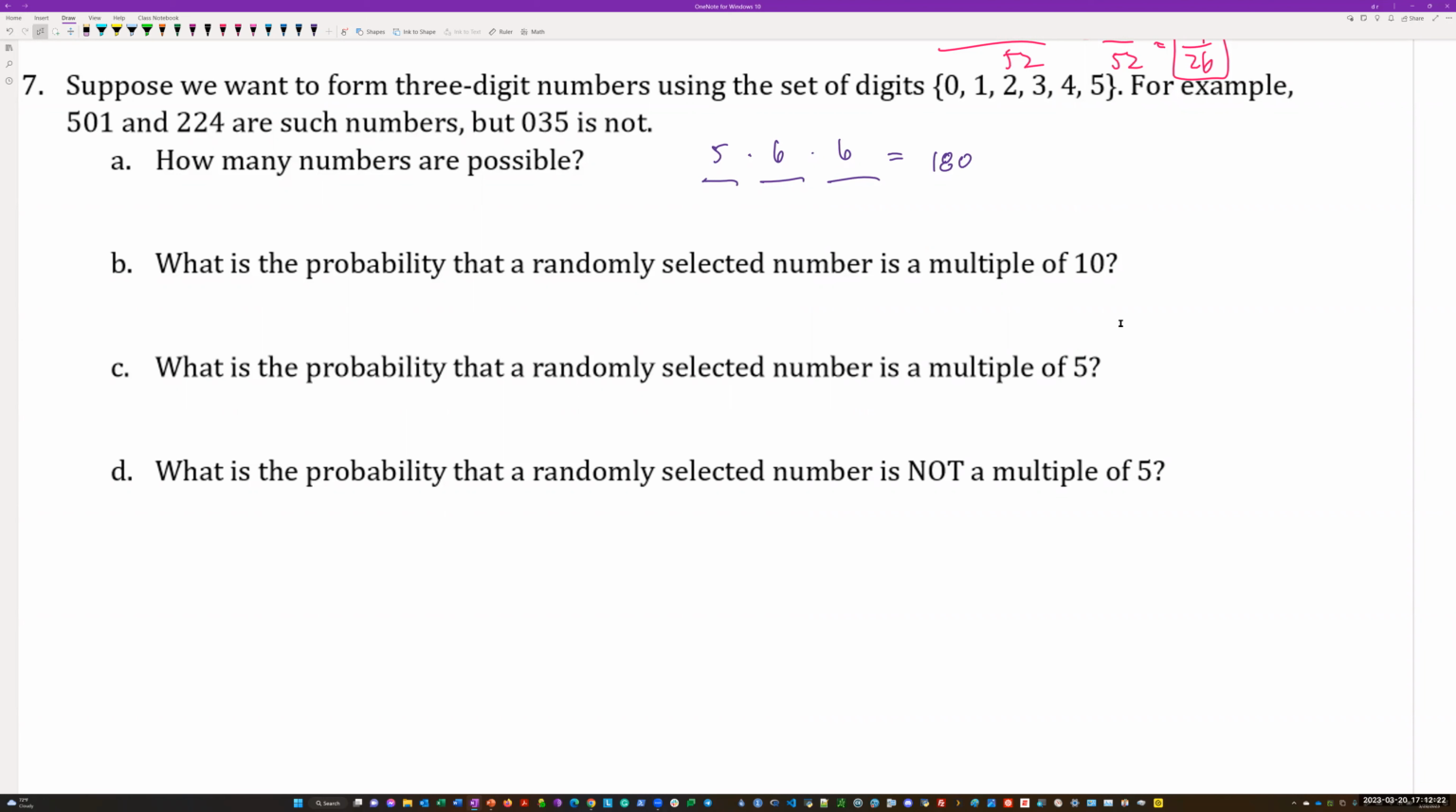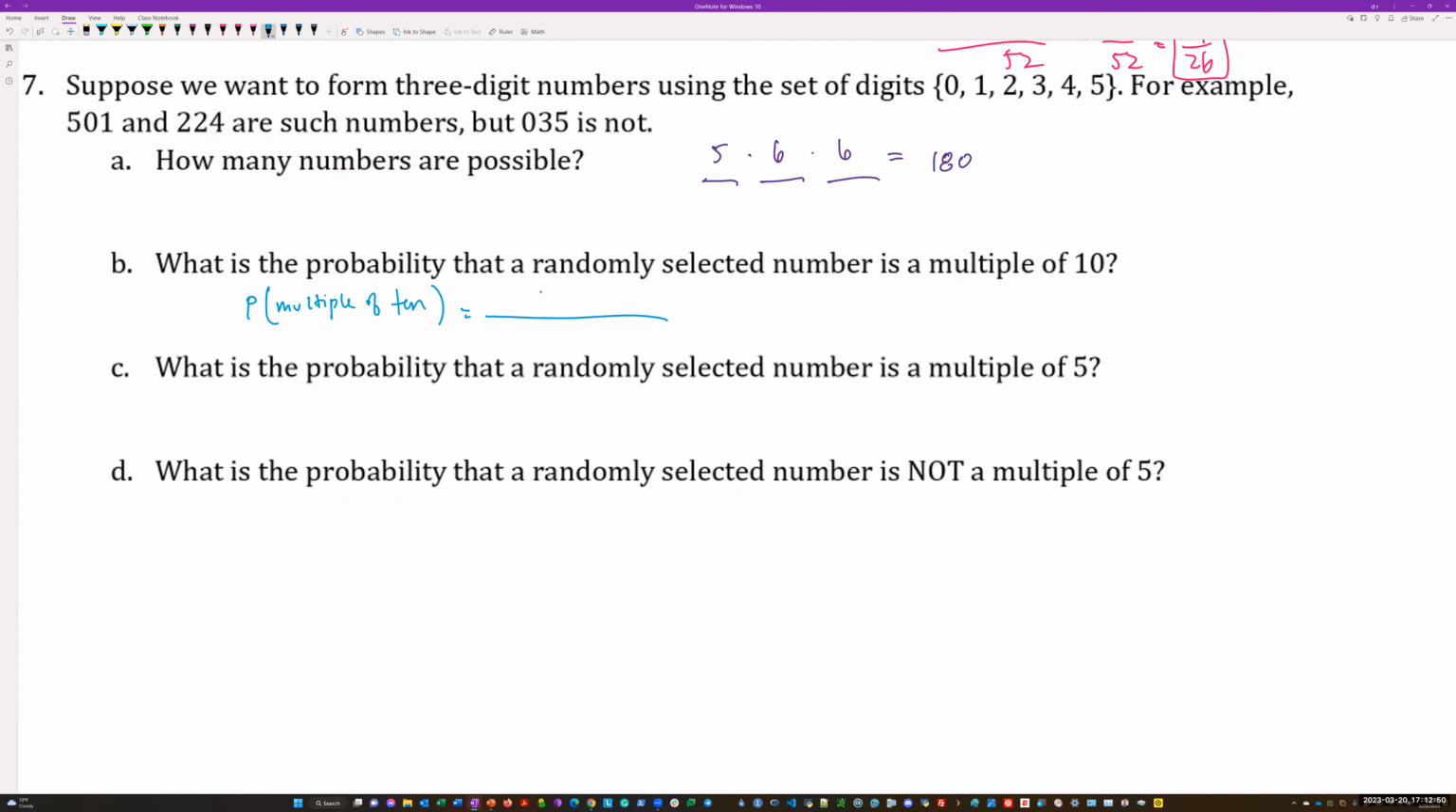Oh, we're gonna do that one. So now they're saying probability. They just said how many numbers are possible here. Now he's saying probability. Does that make sense? So they're saying the probability that the number is a multiple of 10. Well, we know probability is some sort of fraction.